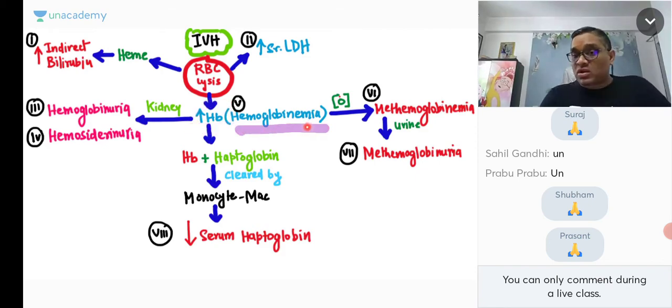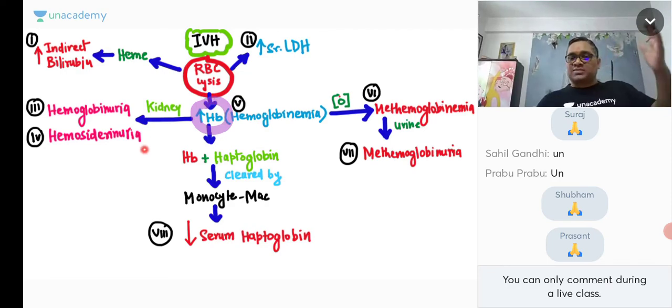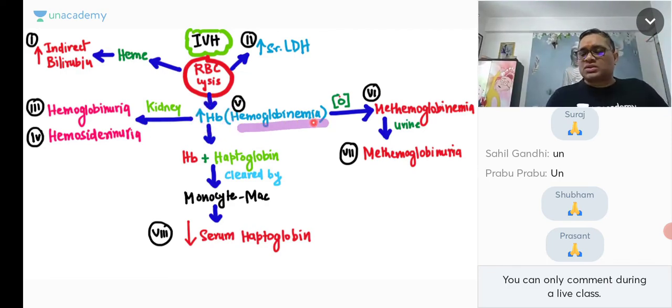That is separate hemoglobin. We're not talking about the RBC hemoglobin. We're talking about the fragmented hemoglobin, which has been released from the RBC. So this is called hemoglobinemia. This hemoglobinemia is not good for our health, right? It is not good because this is a toxin, so it has to be removed.